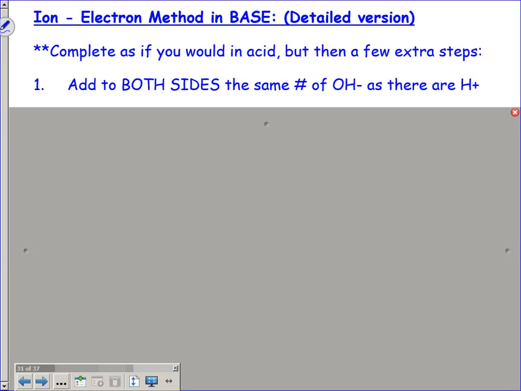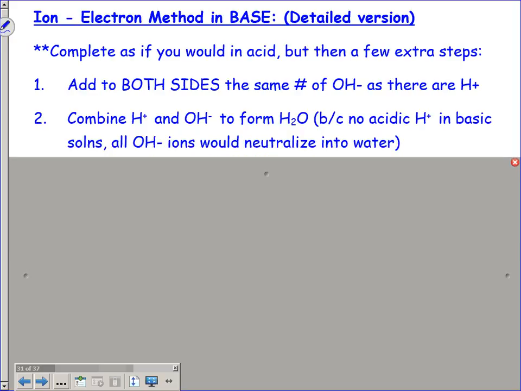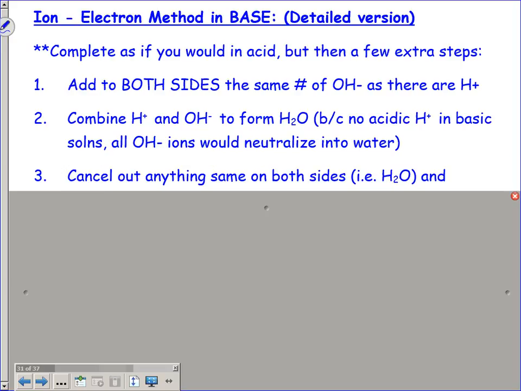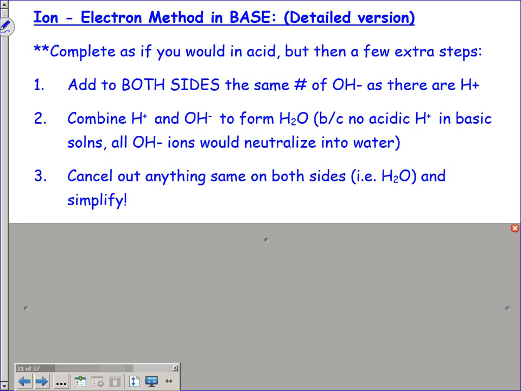But if you also notice, OH and H plus together are not gonna stay separate, they're gonna combine together to make water. So there should be no excess H pluses present because you're not balancing an acid, you're balancing a base. The only thing that would be present in the end as an ion would be some OH minuses that never got neutralized from the H pluses to form water. Cancel anything the same, specifically waters, because that's really what the problem's going to be as your simplification process occurs. So let's go through a whole one.